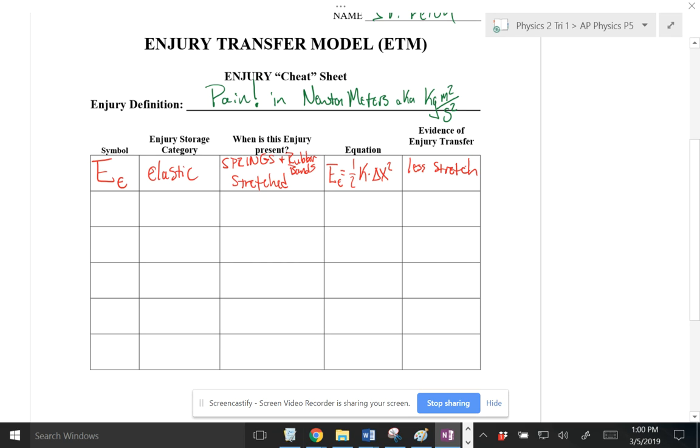What were some other modes? So, the other one that you have an equation for, E naught. You know what? I'm going to change that, because this says evidence of injury transfer. It could be transferred in, it could be transferred out. So I'm going to change this to change in length. All right. E naught, that is called rest injury.